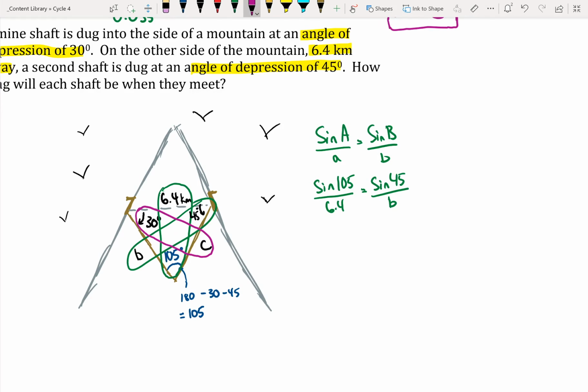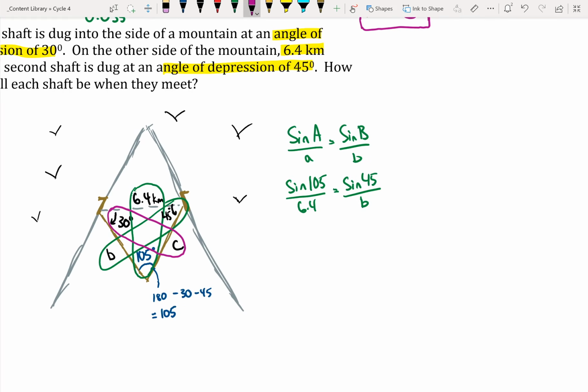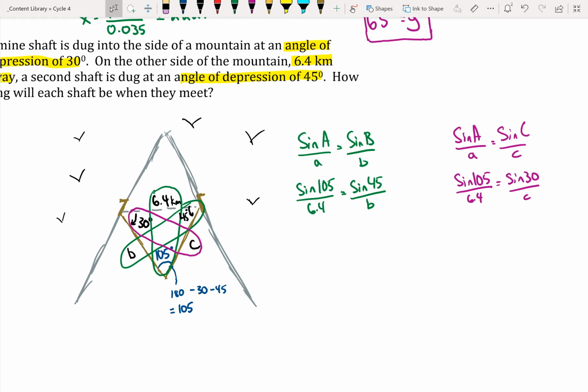For the next one, for the other length of the mine shaft, you would have sine A, because that pair I know, over sine C over little c: sine 105 over 6.4. Again, this is the same because this is my known pair. And then I have sine 30 over c, or my unknown. And again, you go through the same steps as we did before using the sine law to solve for those two missing sides.